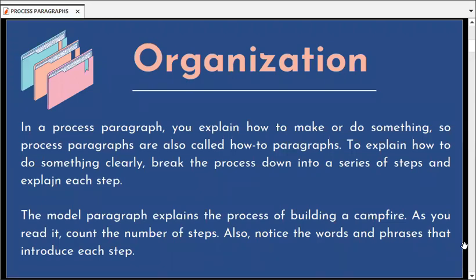Slide 1, organization. In a process paragraph, you explain how to make or do something. So process paragraphs are also called how-to paragraphs. To explain how to do something clearly, break the process down into a series of steps and explain each step. The model paragraph explains the process of building a campfire. As you read it, count the number of steps. Also, notice the words and phrases that introduce each step. Next.